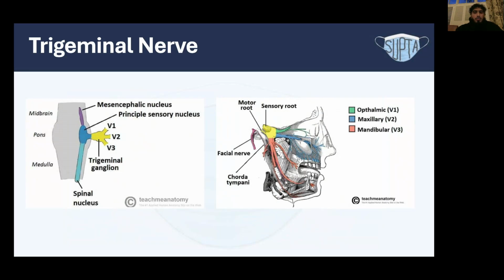So within the trigeminal nerve, we have sensory and motor nuclei that contribute to this. In terms of the sensory, there are 3 main nuclei. So we have a mesencephalic, we have our principal sensory nucleus, and also the spinal nucleus. And we also have one motor nucleus, which extends from the midbrain to the medulla.